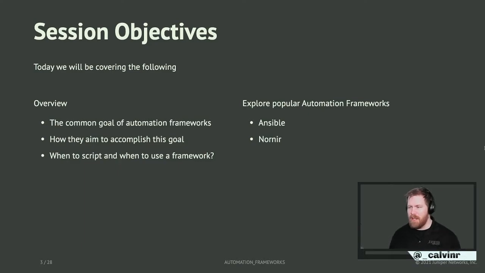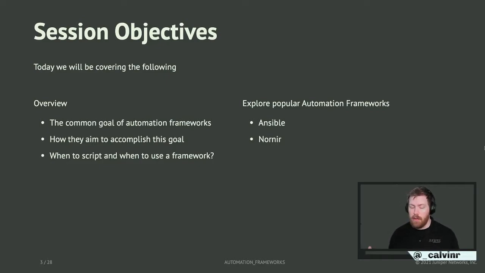So the objectives today: we're going to give an understanding of what kind of problem automation frameworks are designed to solve for us, because we can technically do everything with just scripting, Python, Bash, and we should be sufficient. So why even consider using an automation framework, and how are they structured in order to accomplish the goal that they've originally set out for? And again, we will talk about when it makes sense to script things, and also when it makes sense to use an automation framework.